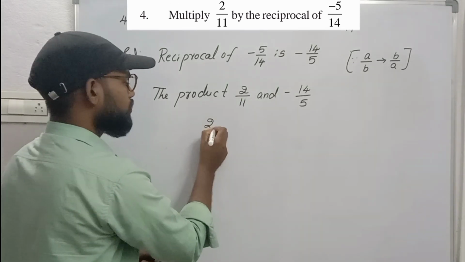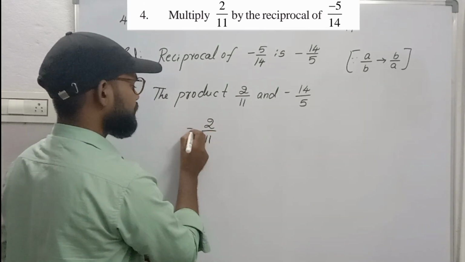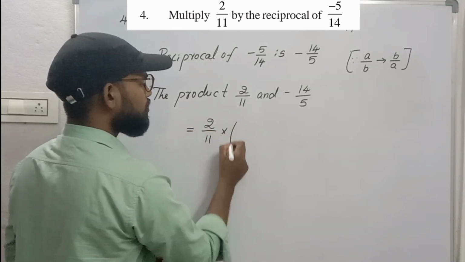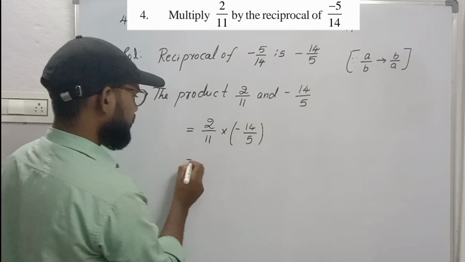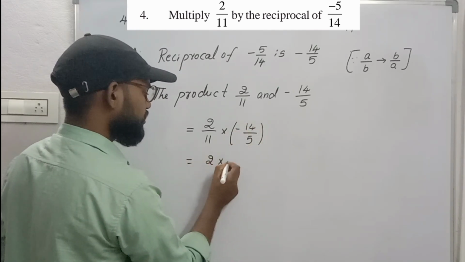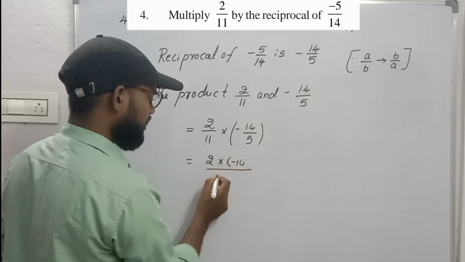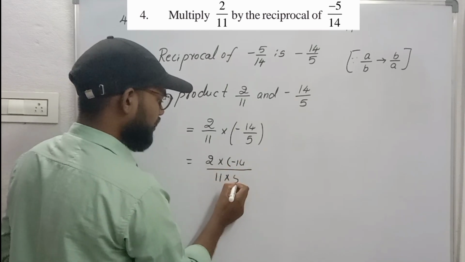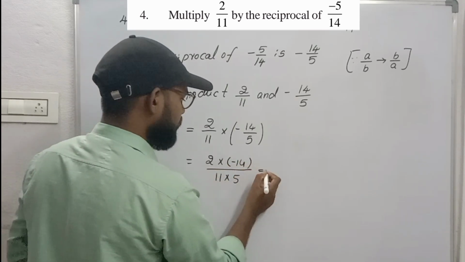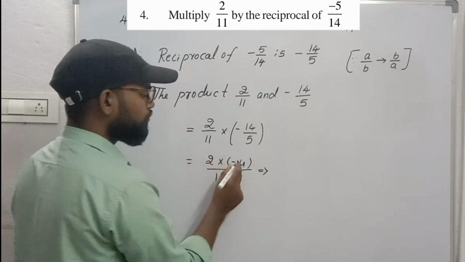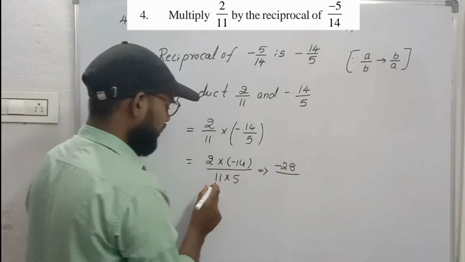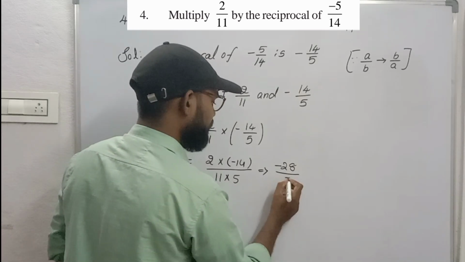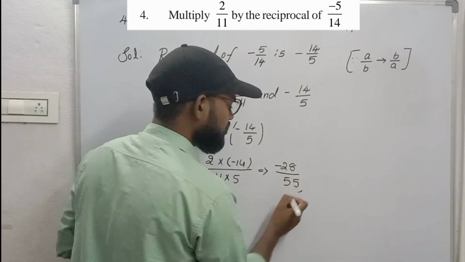So now 2 by 11 into minus 14 by 5 equals 2 into minus 14 by 11 into 5. Now you can simplify it. 2 14s are minus 28, and 11 5s are 55. So this is your answer.